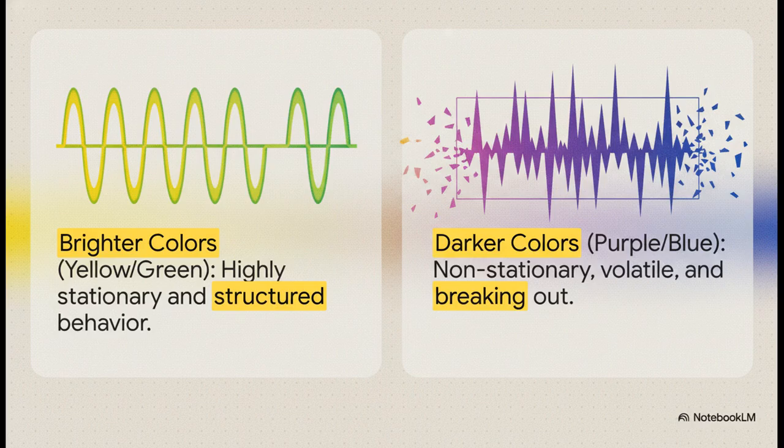Brighter colors, like your glowing yellows and greens, represent highly stationary, predictable, and structured behavior. Meanwhile, darker colors, the purples and blues, represent non-stationary, volatile, and breaking out behavior. It literally lets you scan your chart in a split second to see if the current regime is glowing with stability or darkening into a breakout.